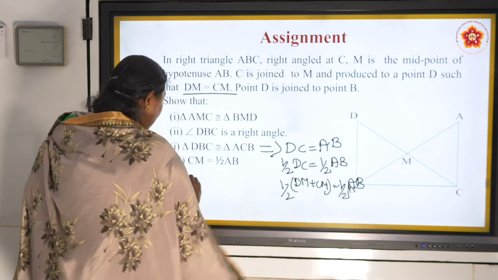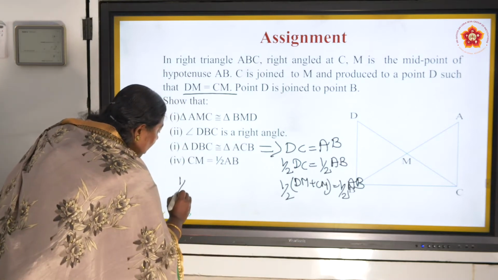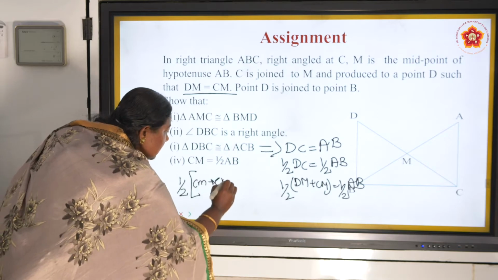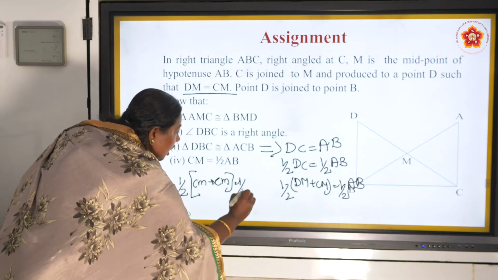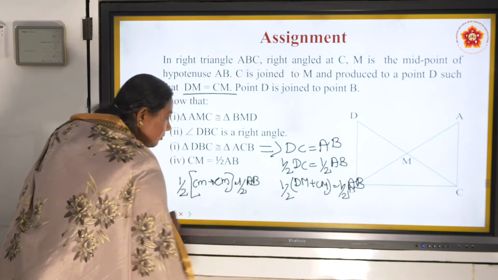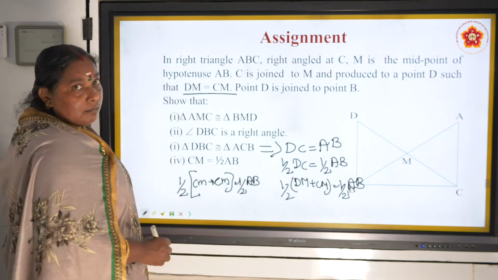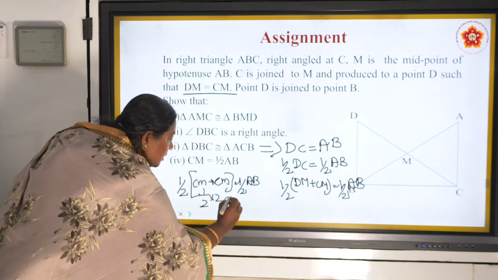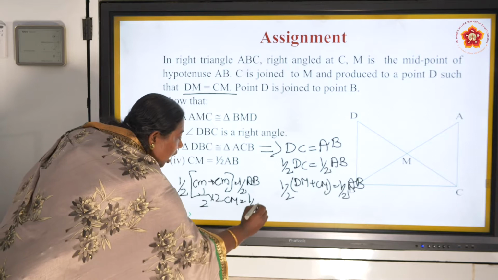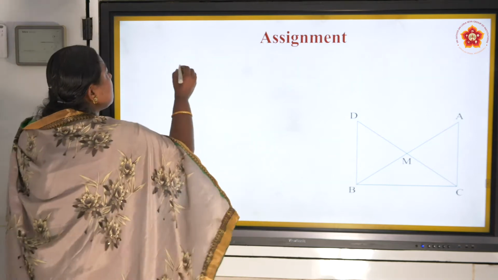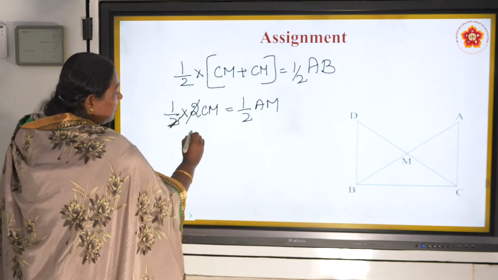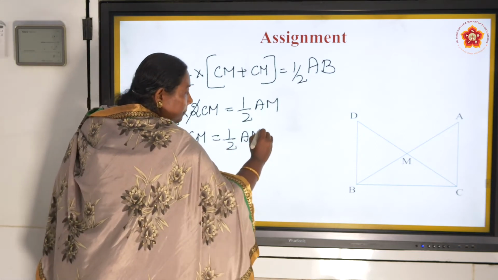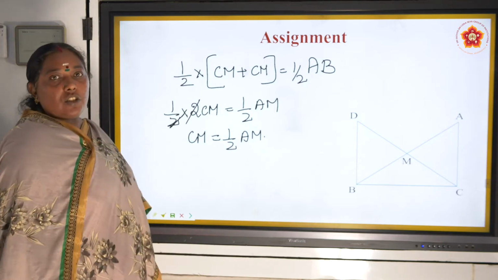So, I am writing here, CM plus CM is equal to half AB. Now, CM plus CM becomes 2CM. So it becomes half into 2CM is equal to half AB. That means the 2 cancels, so CM is equal to half AB. That's all. We finish our assignment.